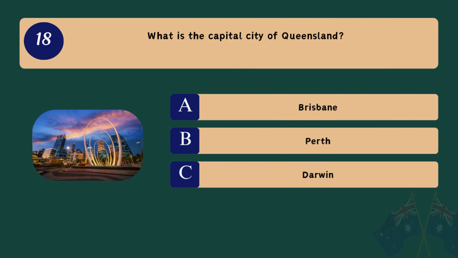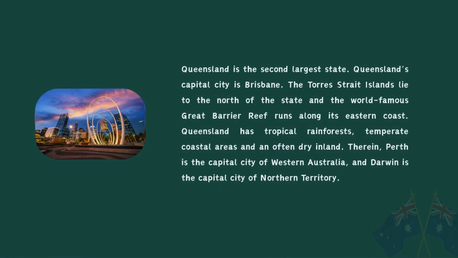Question 18. What is the capital city of Queensland? A. Brisbane, B. Perth, C. Darwin. Correct answer A. Brisbane. Queensland is the second largest state. Queensland's capital city is Brisbane. The Torres Strait Islands lie to the north of the state, and the world-famous Great Barrier Reef runs along its eastern coast. Queensland has tropical rainforests, temperate coastal areas, and an often dry inland. Perth is the capital city of Western Australia, and Darwin is the capital city of Northern Territory.